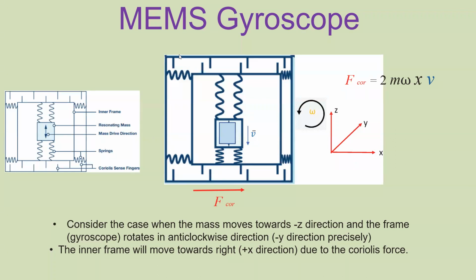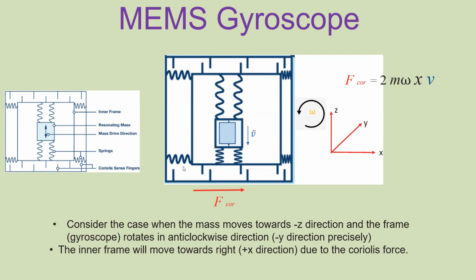This is the one which was moving, so only this object will experience a Coriolis force. This outer frame is not experiencing a Coriolis force because the outer frame simply did not have a linear velocity. Only this proof mass had linear velocity. The springs are attached to the proof mass. So the springs and proof mass only will experience a Coriolis force in this direction. Due to that force, this box will try to move towards the right.